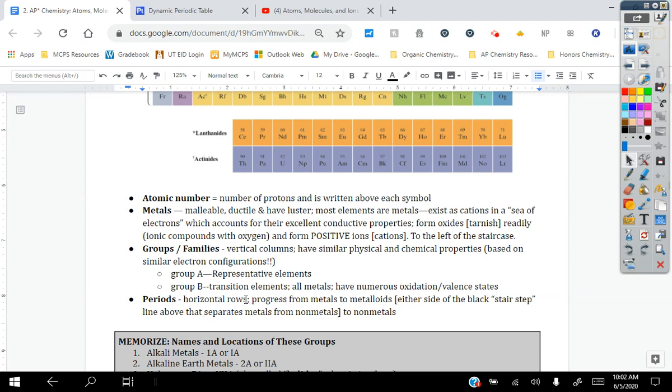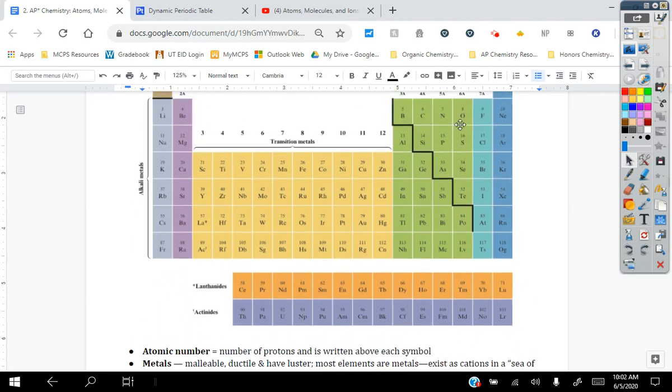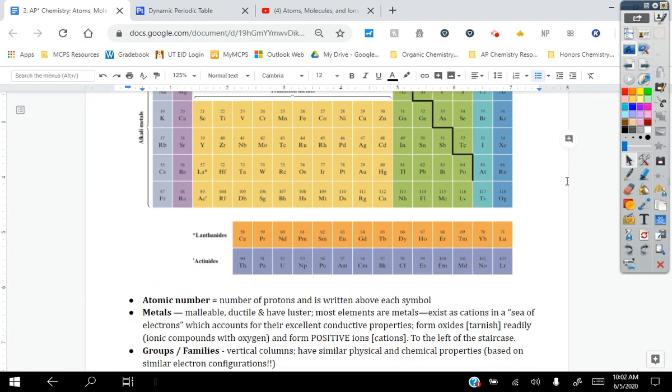Everything in the same row has the same number of energy levels, or principal energy levels, I should say. So if you're thinking about the Bohr model, that's related to the number of rings, even though we know electrons don't exist as rings, but they do exist as energy levels, okay? And again, anything to the right of that staircase is a nonmetal.